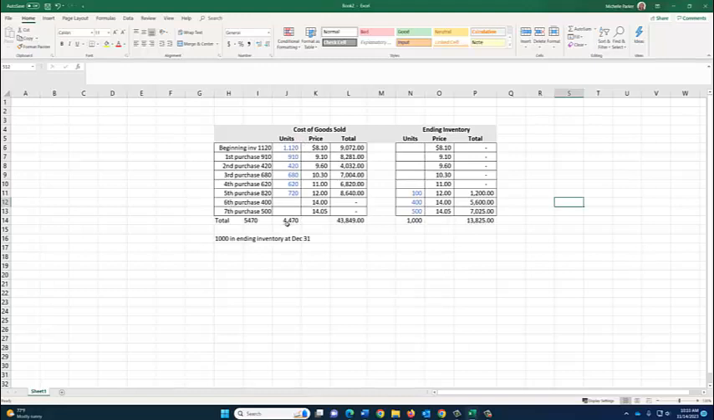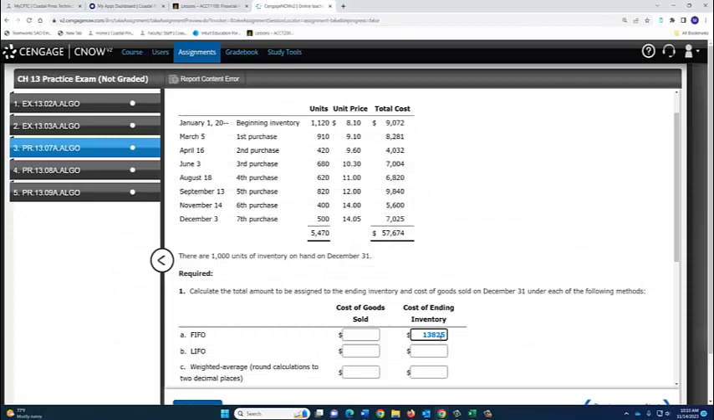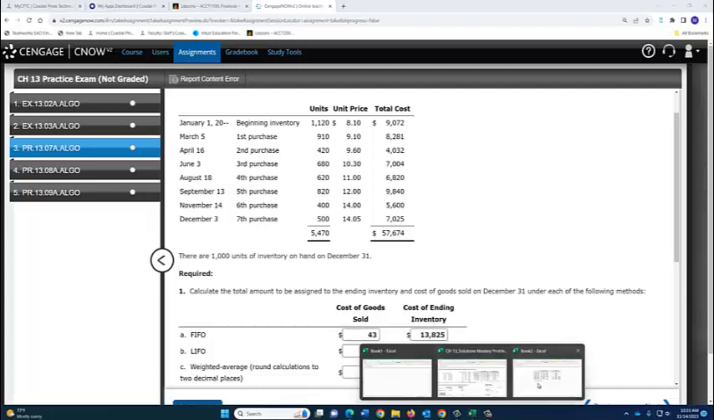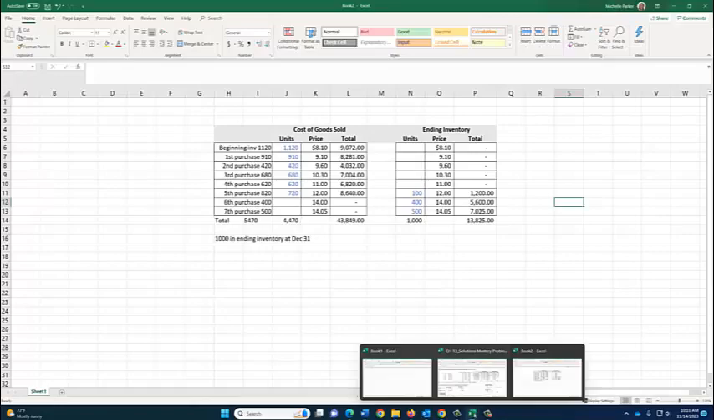This is the other 4,470 units that got sold. There was a total of 5,470. We still have 1,000, so we sold 4,470. And if we multiply out the cost of all those, we get $43,849 as our cost of goods sold. So let's put that back here. That was $43,849.